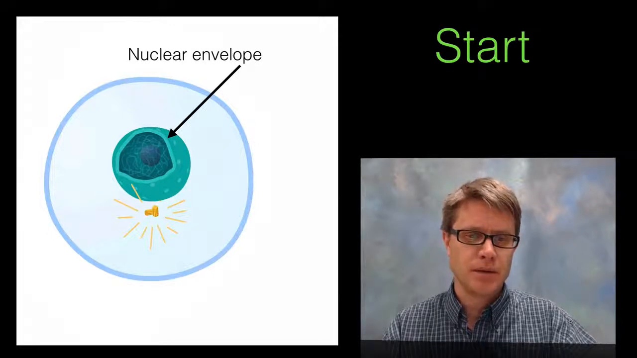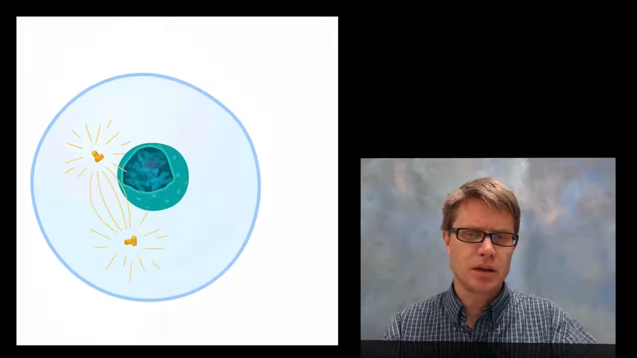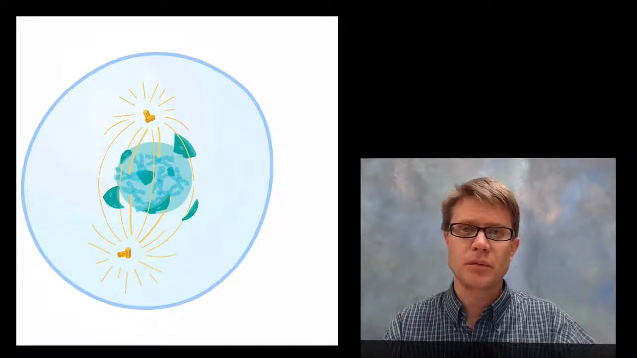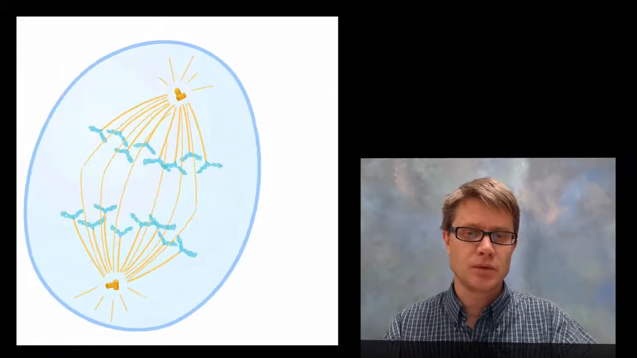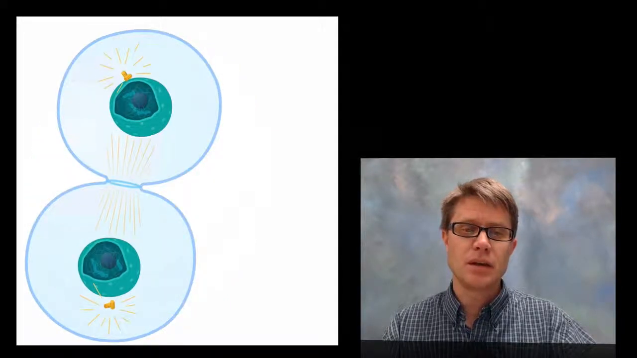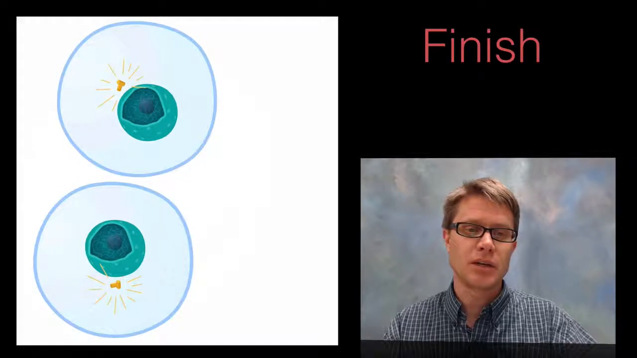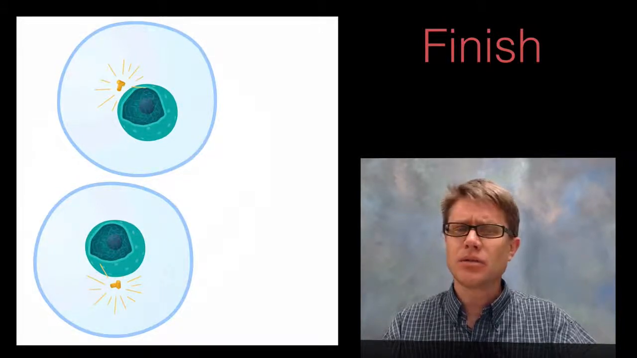Let's watch that. So not much is happening. It got a little bit smaller there. And then boom, that whole nuclear envelope fragments apart, and it's gone. So we don't see it anymore. And then it reforms. Once those new cells form, then we have the new nuclei forming on each side. All right, let's go through that movie again.